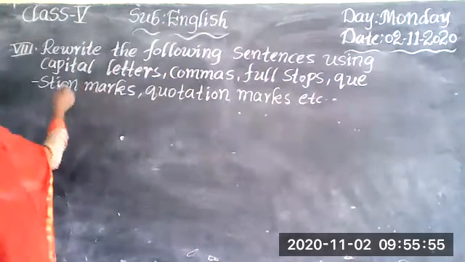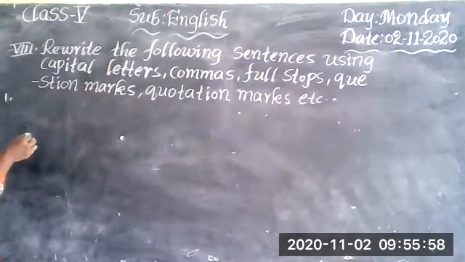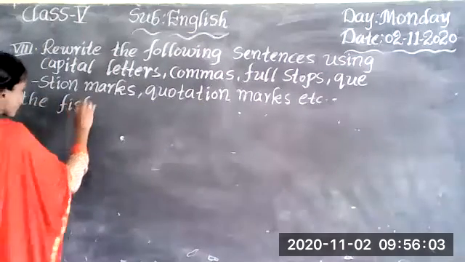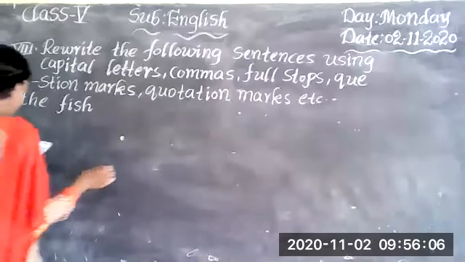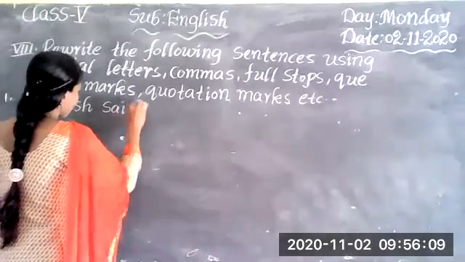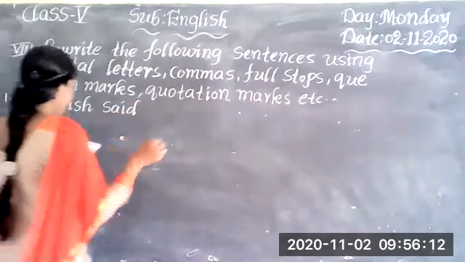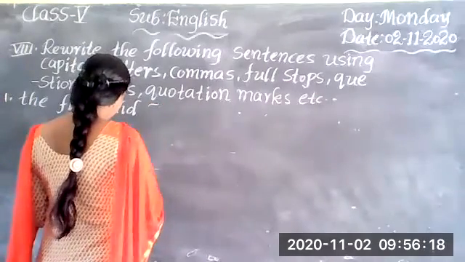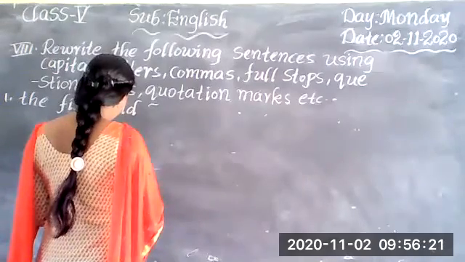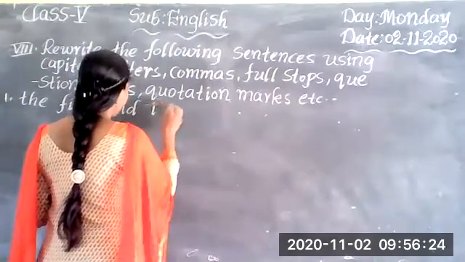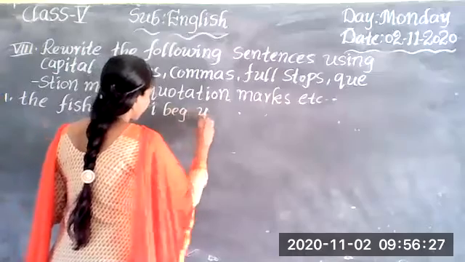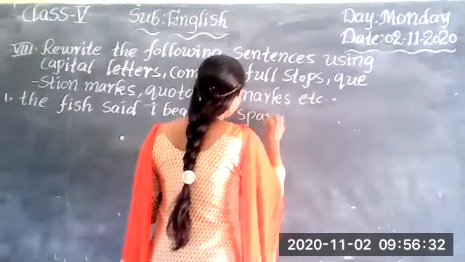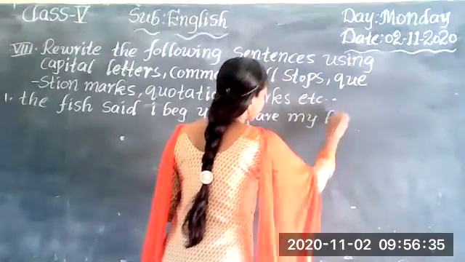Now see the first sentence. What is the first sentence given here? The fish said, I beg you. I beg you. Spare my life today. Spare my life today.